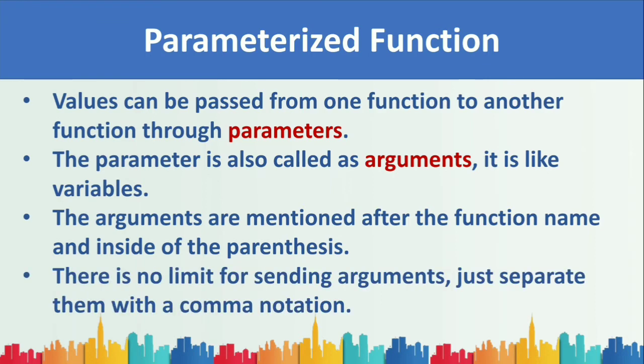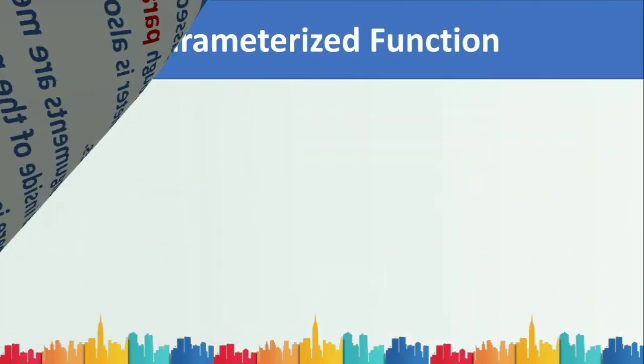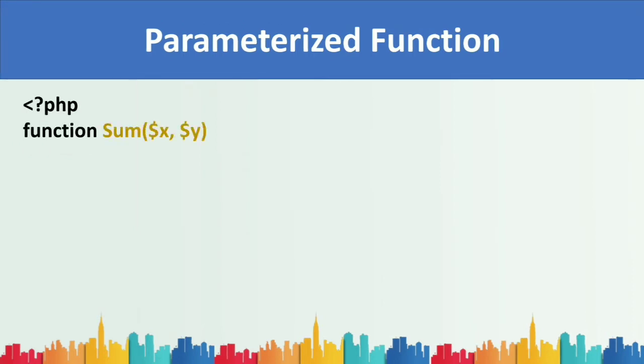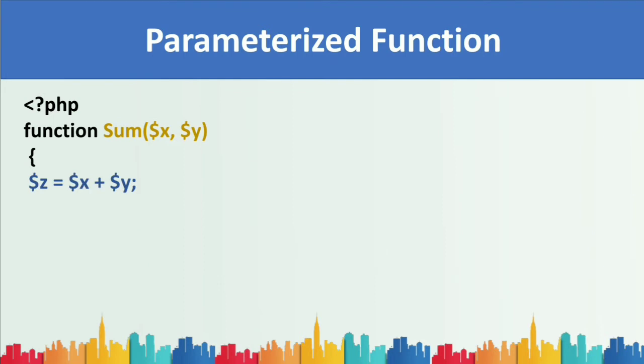So let's move on to the example first. Look at the example. We start the PHP code using the opening angle bracket, question mark and php. Then we begin with the keyword function, and this is the function name, sum. This open and close bracket is called parentheses. Within the parentheses we write the parameters. Variable x and variable y are called parameters, that is the memory boxes. And then inside the block of statements, we can write the logical code.